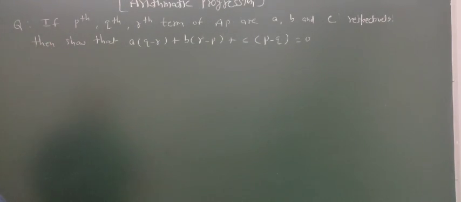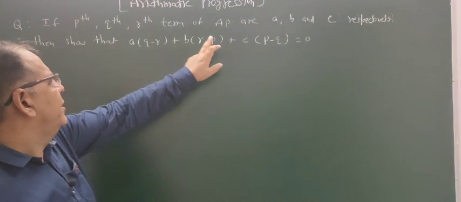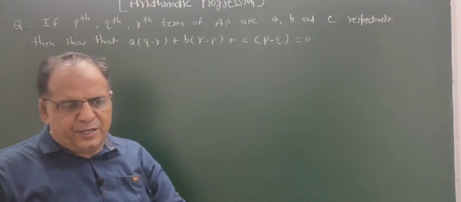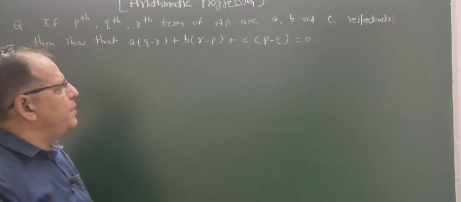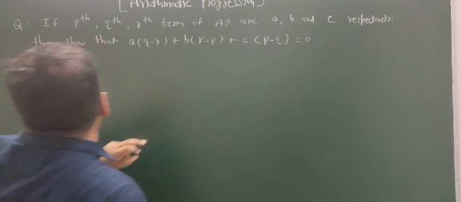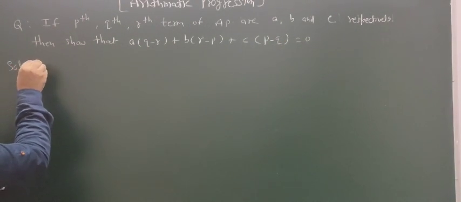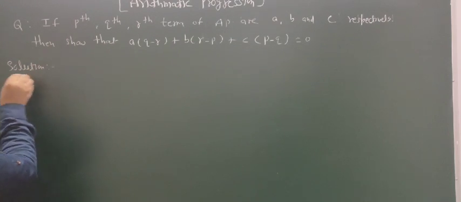If the pth, qth and rth terms of an AP are small a, small b and small c respectively, then show that a into q minus r plus b into r minus p plus c into p minus q equals 0. Whenever we assume the first term of an AP, we take small a, but here small a is used as the pth term of the AP. So now we can assume another symbol for the first term.